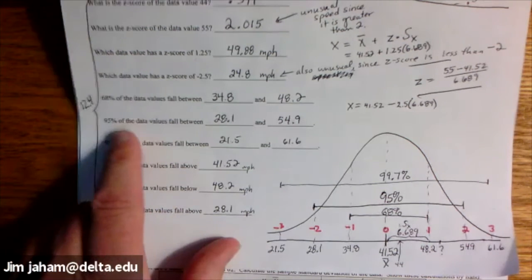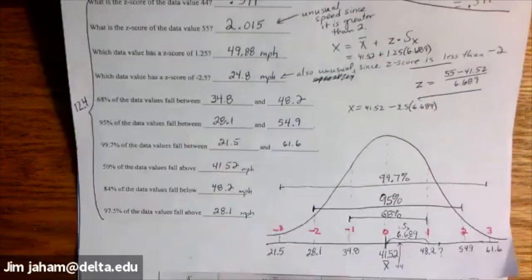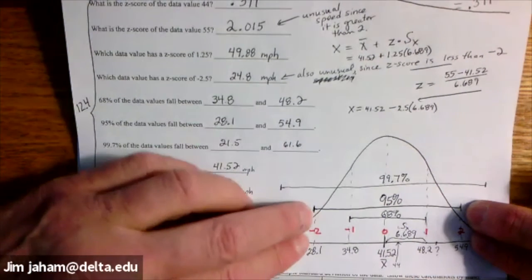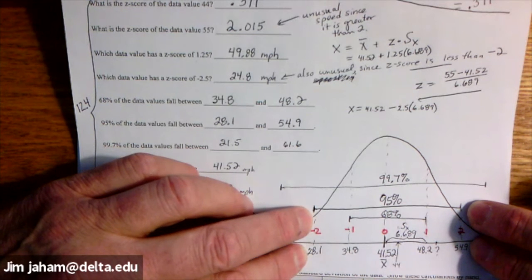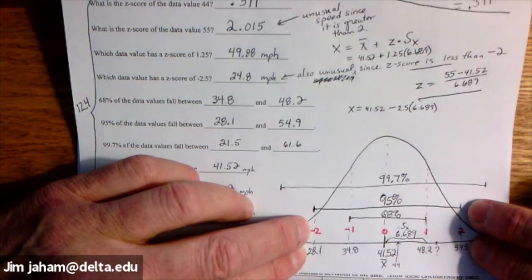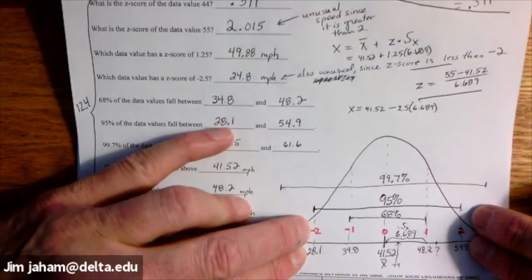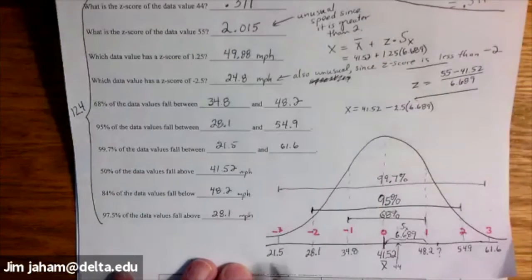All right, the next one, it talks about 95% of the data values would fall within 2 standard deviations of the mean. So on the miles per hour scale, it would go from 28.1, -2, to 54.9, +2. From 28.1 to 54.9. So all of these numbers are coming from this horizontal scale down here.